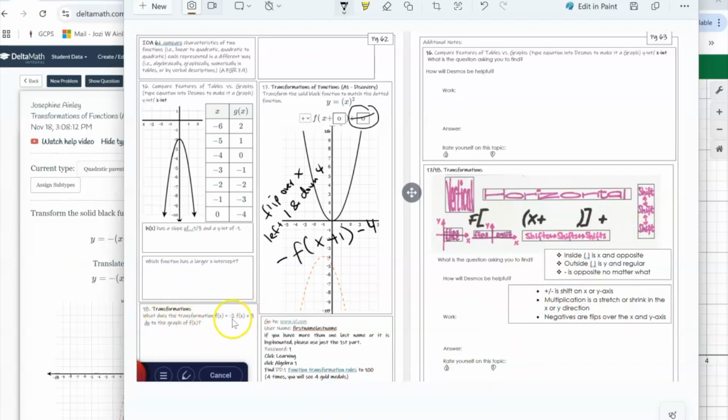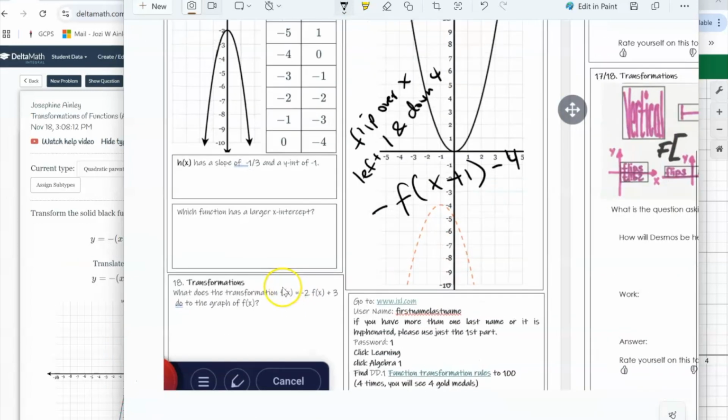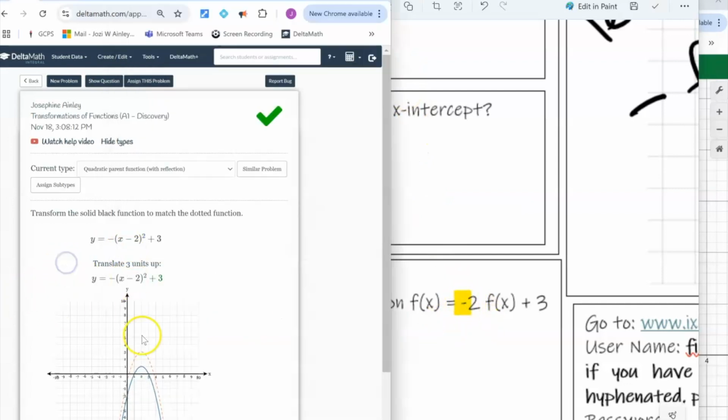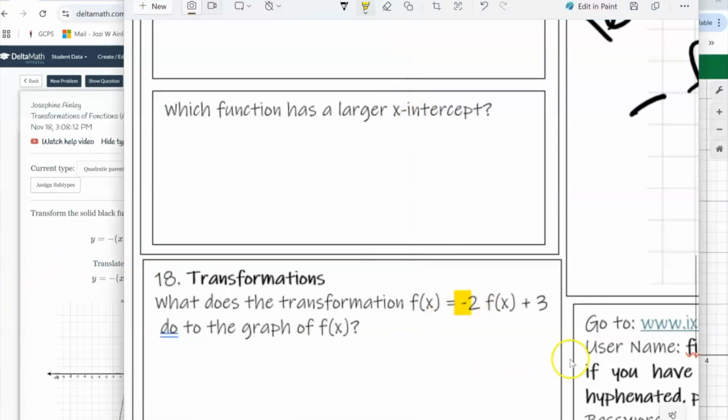What does this transformation do? So if I was answering question 18, what does the transformation do? Let's look at each individual thing. This is a negative sign. It is outside. What does a negative outside do? It flips the graph over the x. So we're going to say this negative flips over the x-axis.